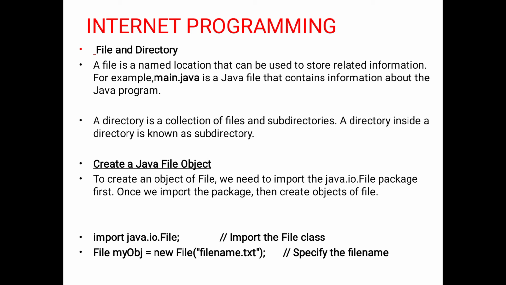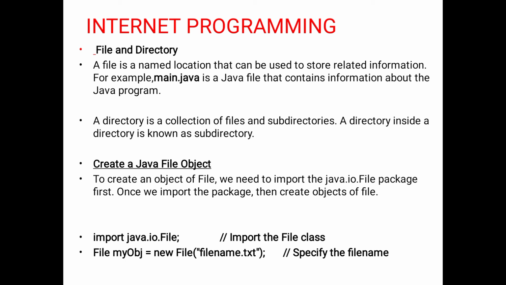For example, main.java. Here, it is a Java file that contains information about the Java program. Here main is the file name, and .java is the extension of the particular file, right?